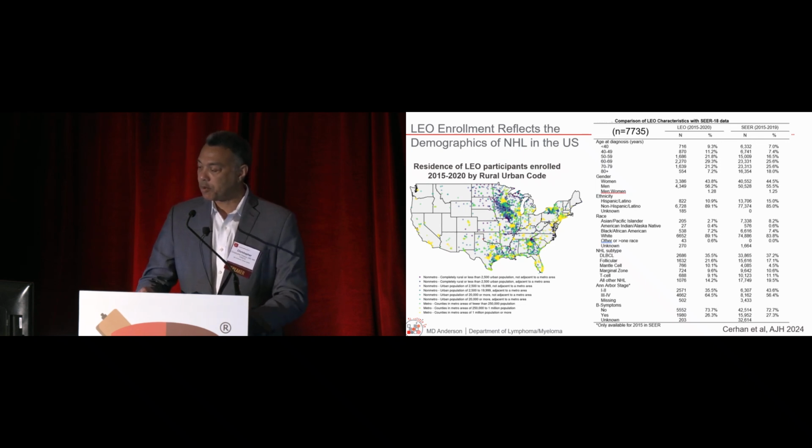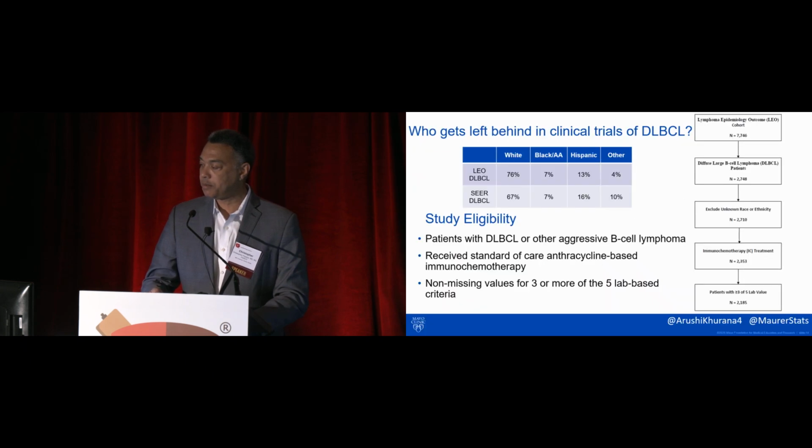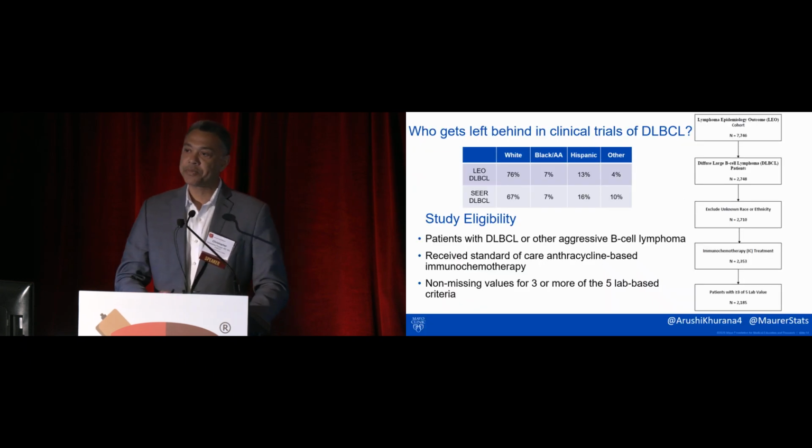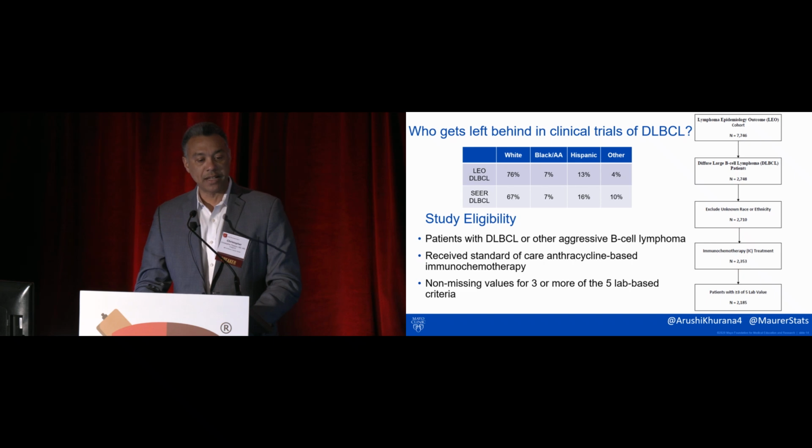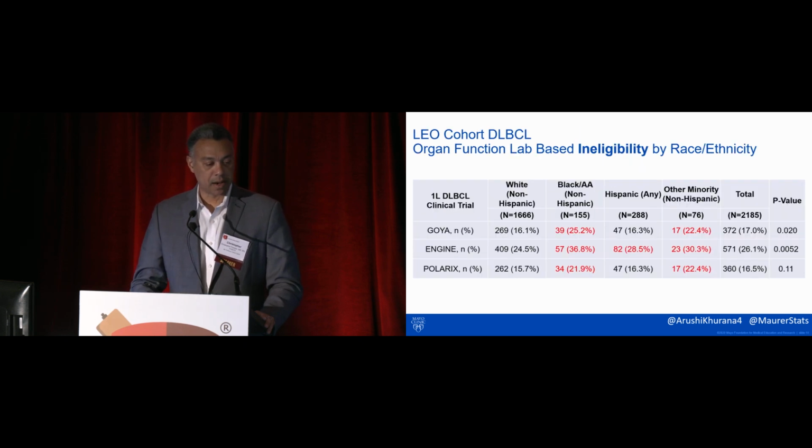The other thing that we've been able to do with this data set is to be able to leverage that to be able to understand how do the kinds of clinical trials that we create impact enrollment. This used the LEO data set, and particularly the 2,700 patients with diffuse large B-cell lymphoma that we enrolled in that data set, to be able to understand with frontline immunochemotherapy trials, how did the laboratory-based values impact enrollment on clinical trials. And that was presented by Arushi Khurana and is now published as well.